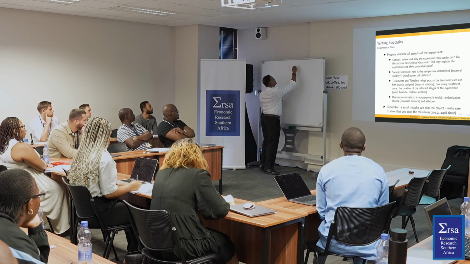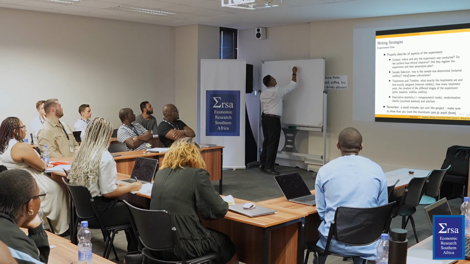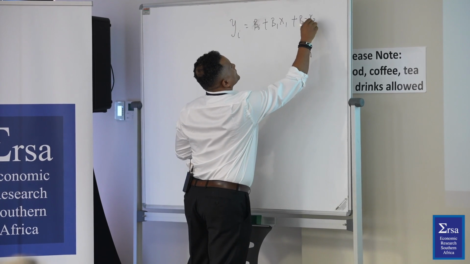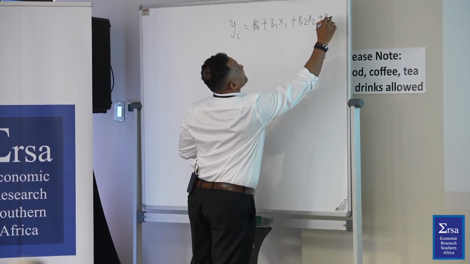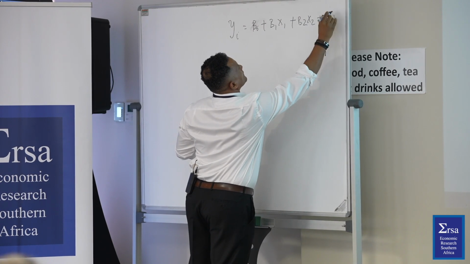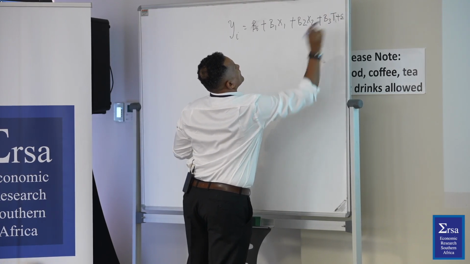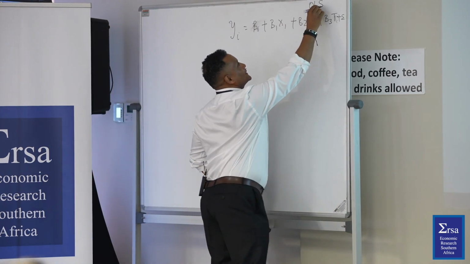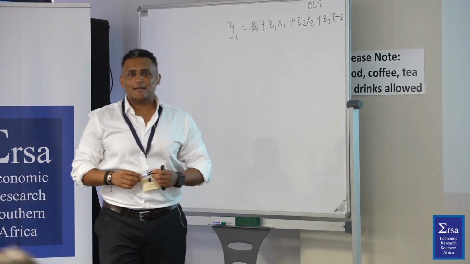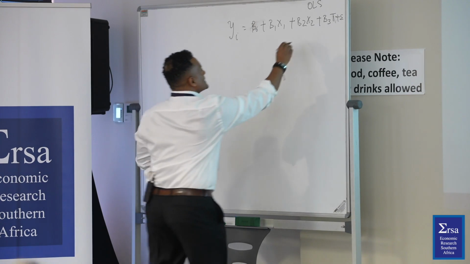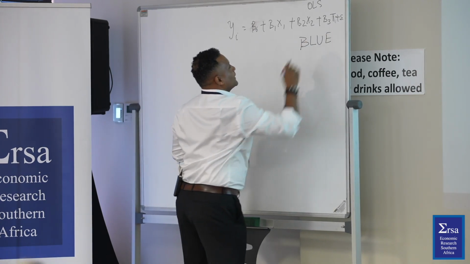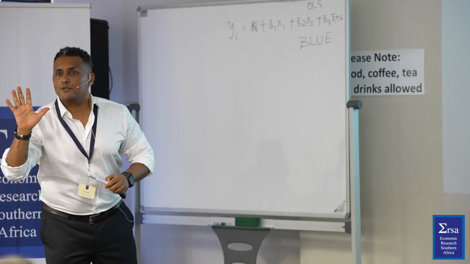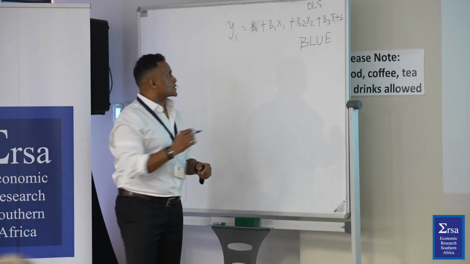Alpha, B1, X1, B2, X2, B3. So this is the standard good old OLS. Do you remember? The ordinary least squares estimation. The ordinary least squares estimator is BLUE, the best linear unbiased estimator, when there are conditions. We call them the Gauss-Markov conditions.